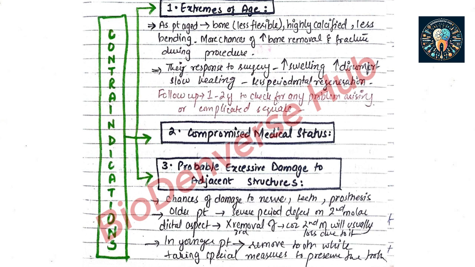In an older patient, there may also be a severe periodontal defect on the distal aspect of the second molar. In that case, there is also a contraindication for the removal of the third molar, because it will result in the second molar usually getting lost. In the younger patient, you remove the tooth while taking special measures to preserve that tooth as well. So we have studied the two cases: the involvement of the second molar. In the older patient, there is no chance of its removal because its removal will lead to the loss of the second molar as well. But in the younger patient, you could remove it by taking special measures to preserve the remaining tooth. So these were some contraindications.